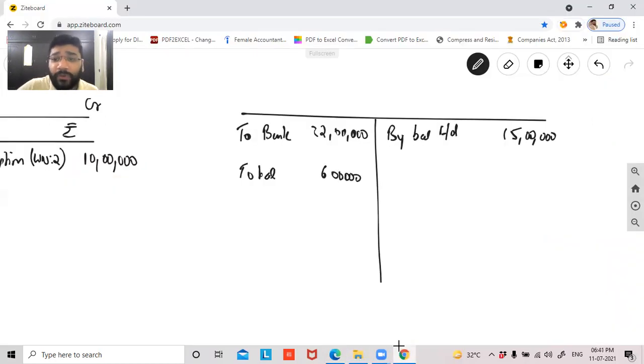Now you should ask yourself a question: when the opening balance is only 15, why have I paid 22? And why is there still a balance remaining? Why? Because during the year you would have made certain other credit purchases which increased your liability. That is missing here.